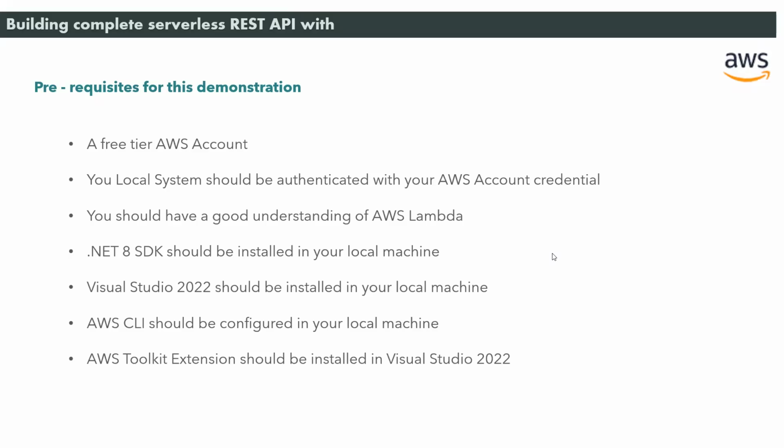In order to complete this demonstration, these are the prerequisites. We must have a free tier AWS account. That is the primary one. Our local system should be authenticated with AWS account credentials. Thirdly, we should have knowledge of AWS Lambda. For this, I have created a separate playlist dedicated to AWS Lambda itself, so I would request you please go and watch that playlist, so that you have a good understanding of AWS Lambda before this session. I will put the link of that playlist in the description of this video.